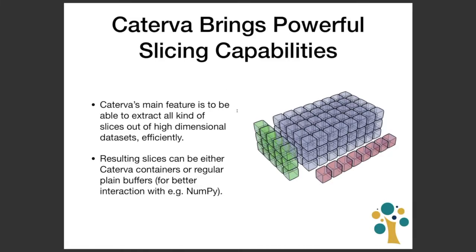So the main feature of Caterva is to get a slice of multidimensional data very quickly. Of course, if Caterva is based in memory, we want to do that as fast as possible. And the resulting slices can be either Caterva containers or regular plain buffers for better interaction, for example, with NumPy.